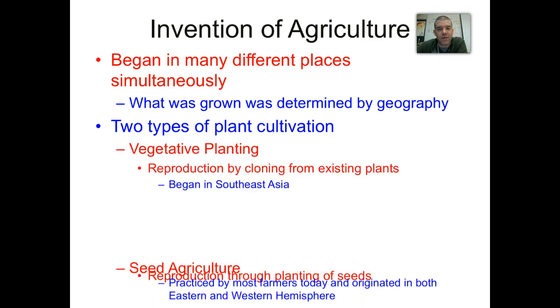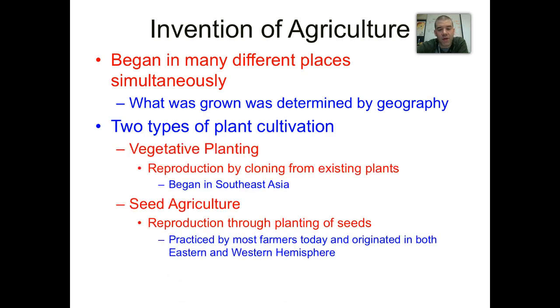As I mentioned briefly a minute ago, we have two different types of plant cultivation in terms of agriculture: vegetative planting and seed agriculture. Really just understanding that vegetative planting is reproduction through the basically cloning of existing plants, whereas seed agriculture is through the intentional planting of seeds. And when we look at most of the cereal grain crops, that's what you're looking at with seed agriculture.